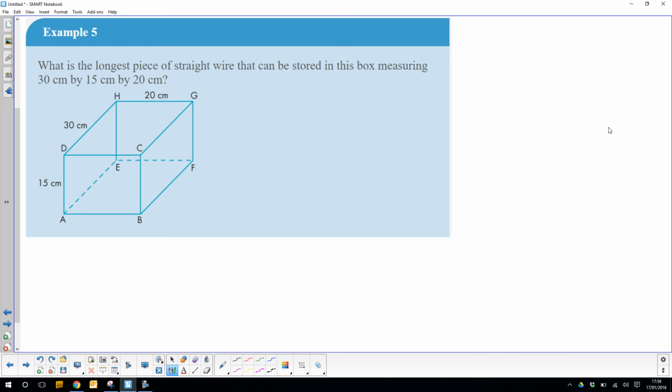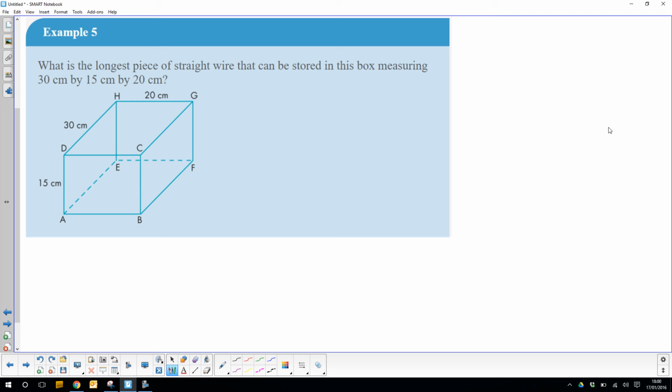So we're moving on to section 11E, or 11.5, and this is example 5, which changes what we've been doing from working in 2 dimensions to considering 3 dimensions. Pythagoras' theorem can be used in a 3rd dimension as well. What we're given is a cuboid, in this case called a box, measuring 30 by 15 by 20 centimetres.